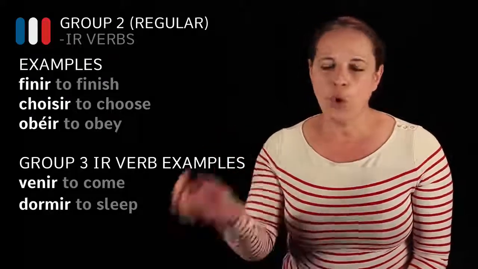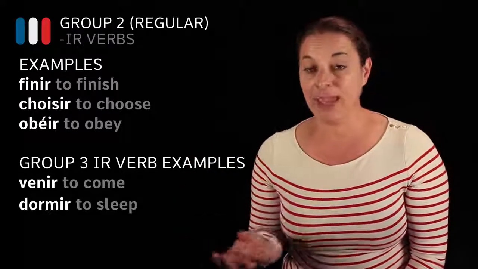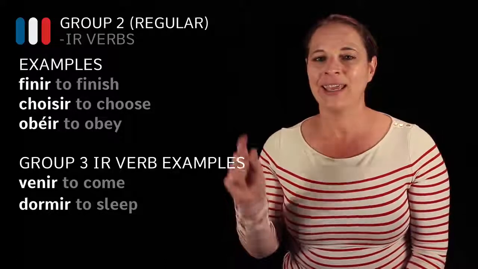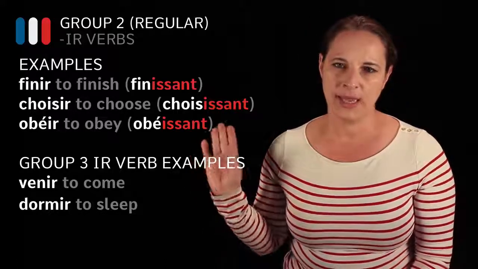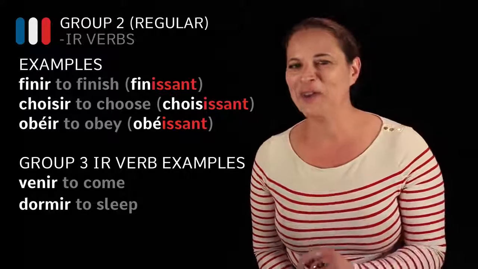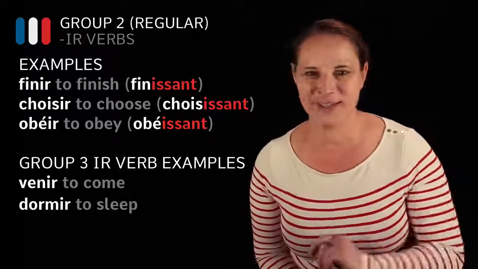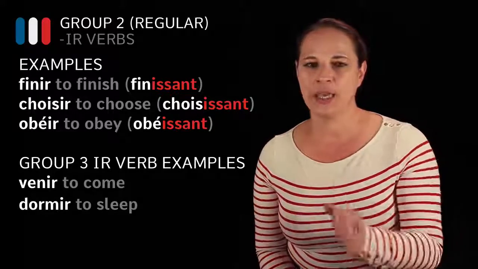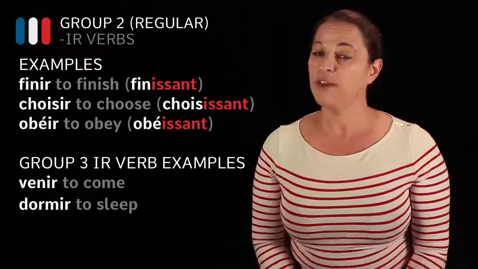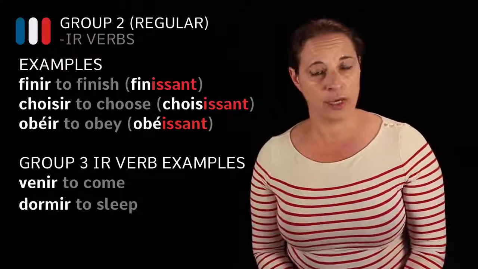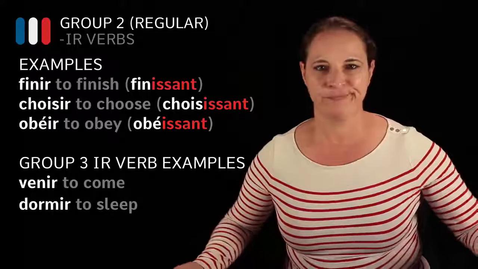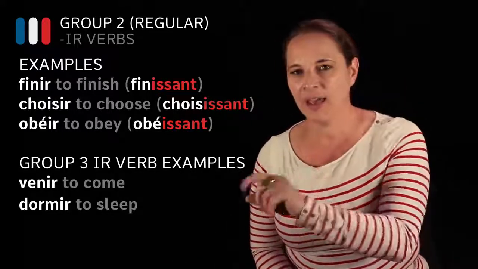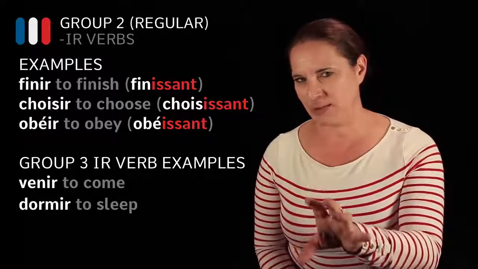What happens is that all the verbs in this second group, in the present participle form, end in ISSANT, I-S-S-A-N-T. Again, I can hear you saying, but what is a present participle? A present participle ends in English in ing. For example, you could say, by finishing my homework tonight, I will be happy. So when you say by finishing, we call that a present participle.